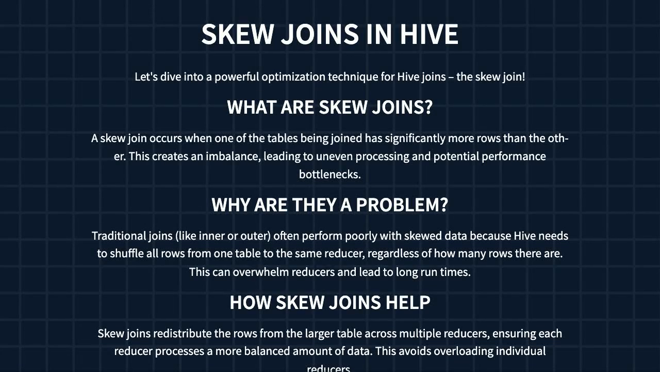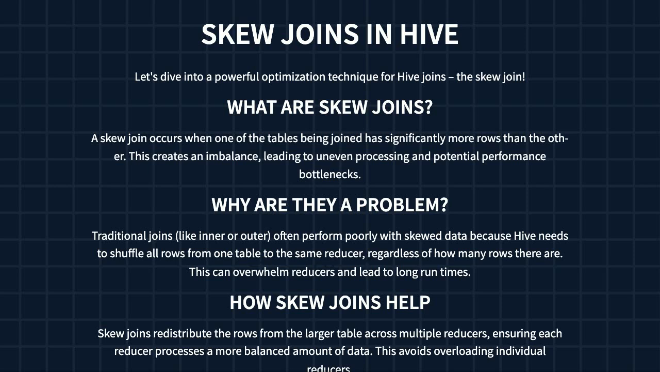Okay, let's talk about skew joins. They're really important when you're dealing with large datasets and joins in Hive. Imagine you have two tables, one is way bigger than the other. This creates a problem because Hive often tries to shuffle all those rows for one table into just a few reducers, which can slow things down dramatically.